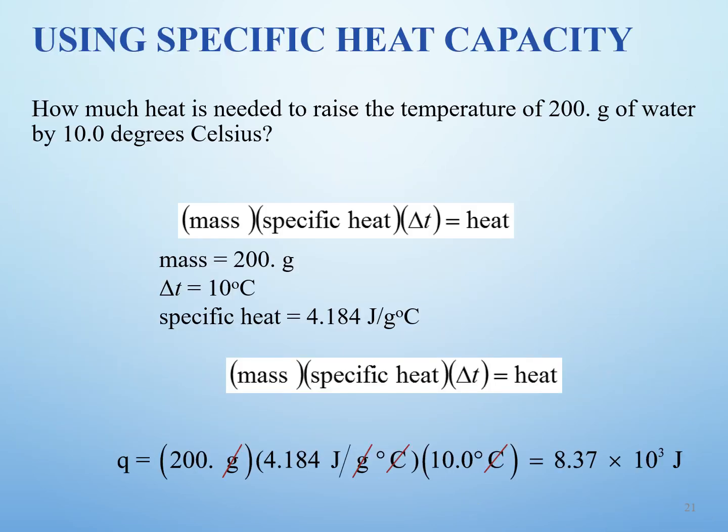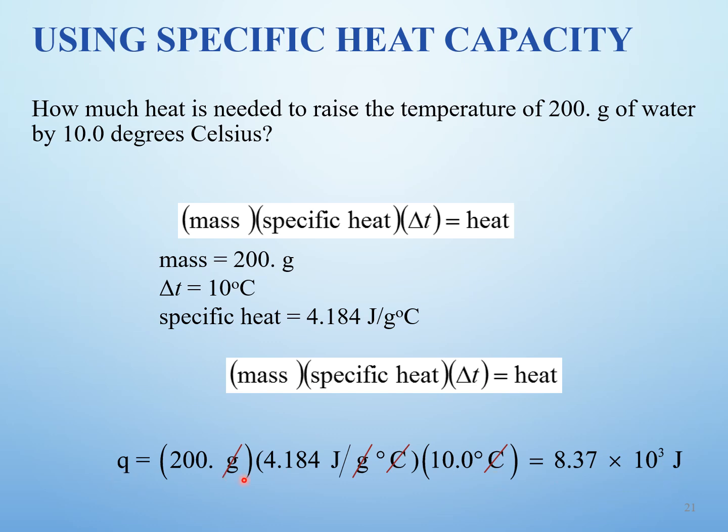Now, the next thing is, when we talk about specific heat capacity, here's a question that we can probably see. How much heat is needed to raise the temperature of 200. grams, they put a decimal point there to specify three sig figs, of water by 10 degrees Celsius? So we know that delta T is 10 degrees Celsius, the mass is 200 grams, and the specific heat capacity of water is 4.184 joules per gram Celsius. What you want to do is make sure that if you put your units in there, they all cancel out and you get heat in terms of joules.